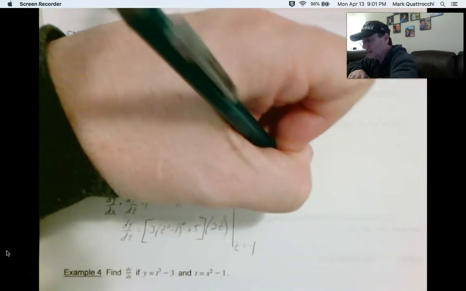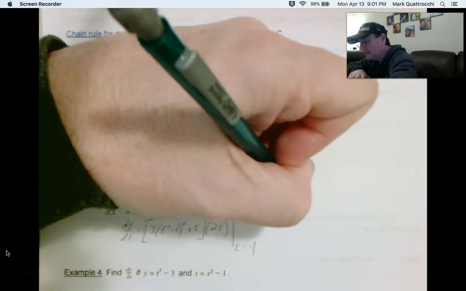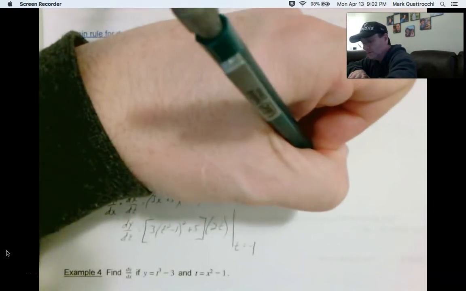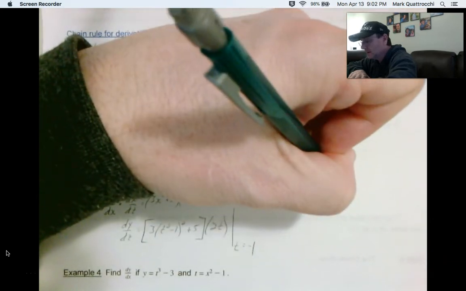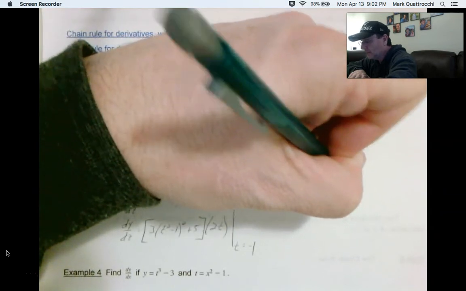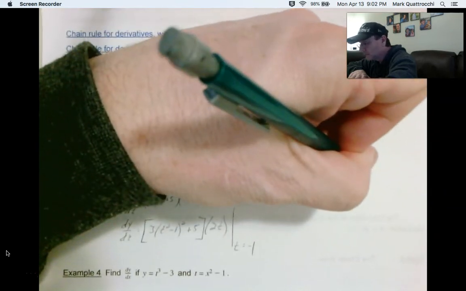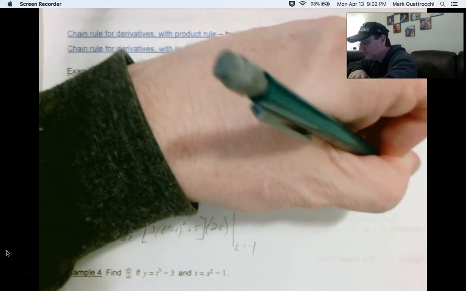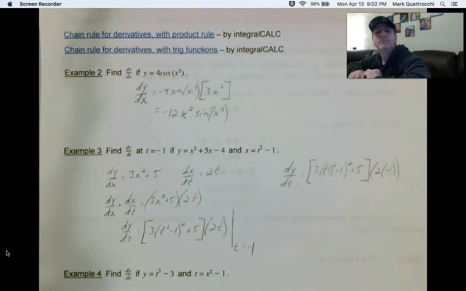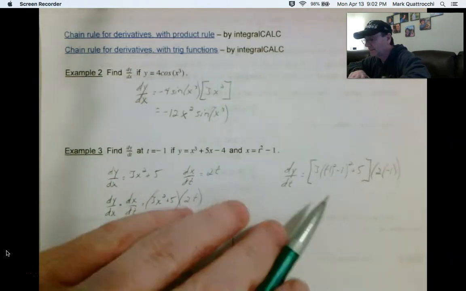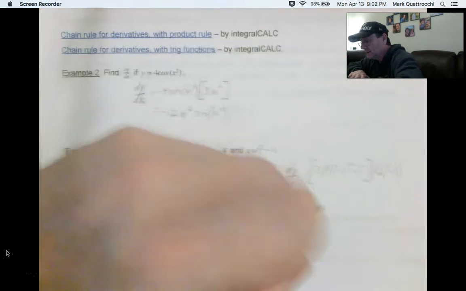Let's see, dy/dt is equal to 3 times negative 1 squared minus 1, squared, plus 5, times 2 times negative 1. Probably should have used fancy brackets and bigger brackets, but let's go.